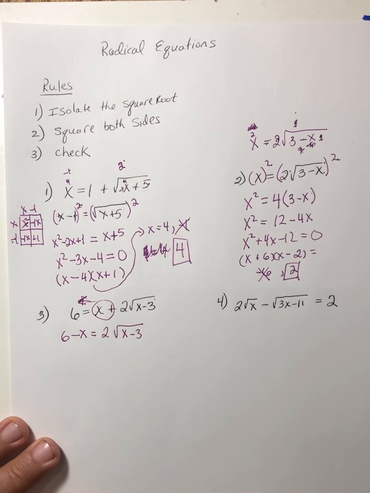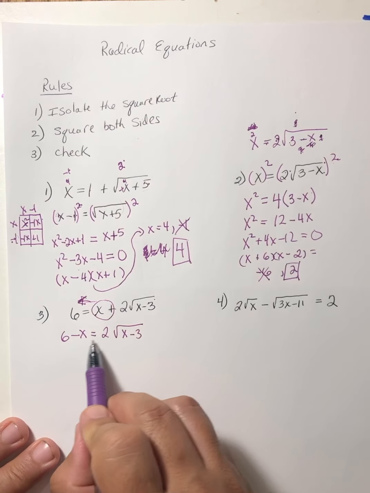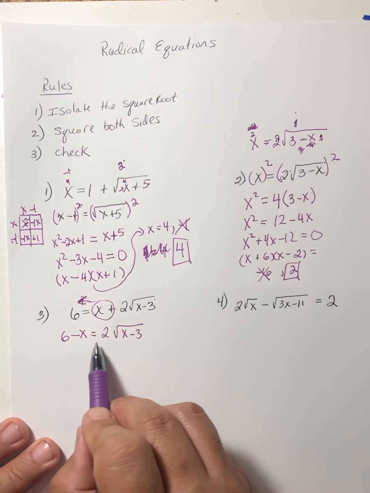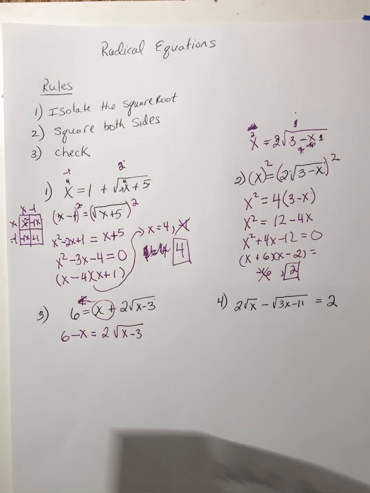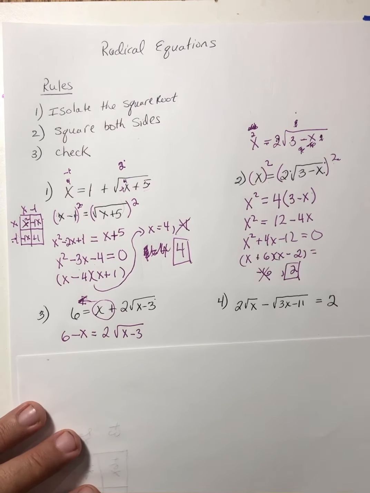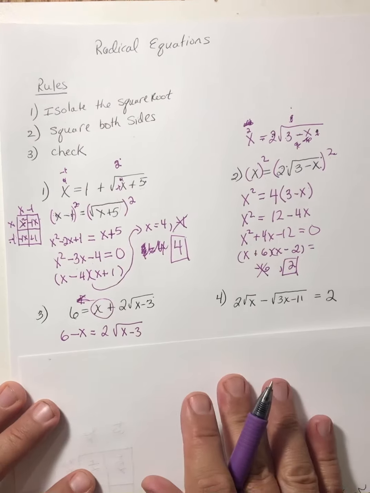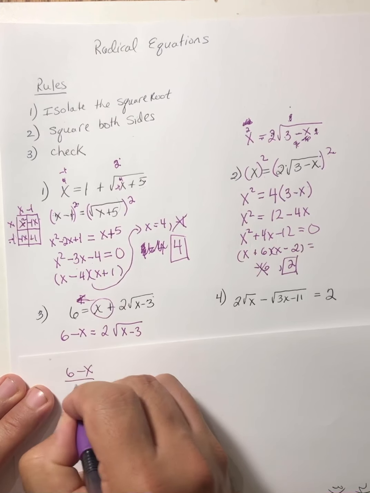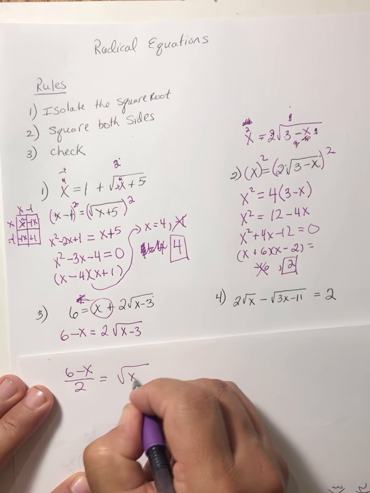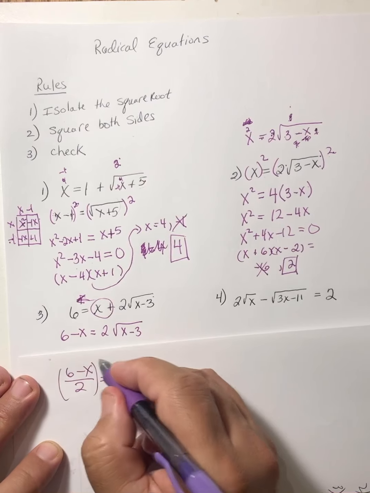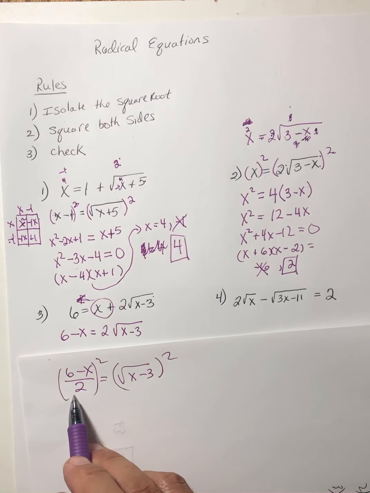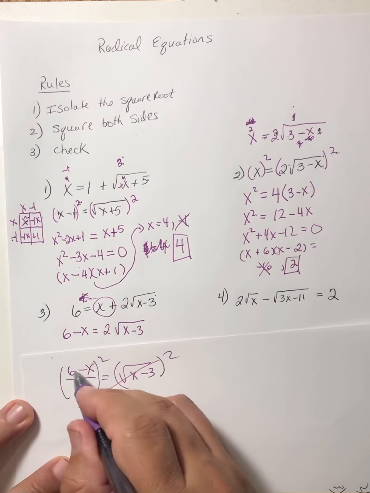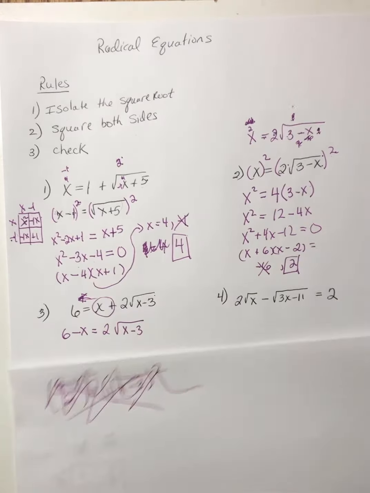Don't divide. If you divide both sides by 2, you're going to have a fraction. Why the heck would you want to do that? If you divided both sides by 2, this is what it would look like. 6 minus x over 2 equals x minus 3. Why the heck would you want to square a fraction? That's too much work. That'll just get you confused even more. Don't do this.